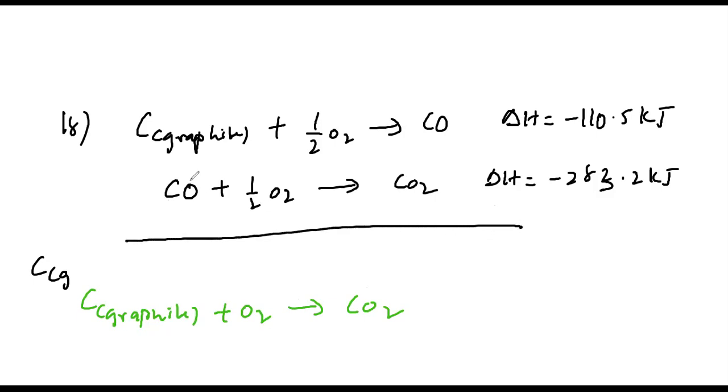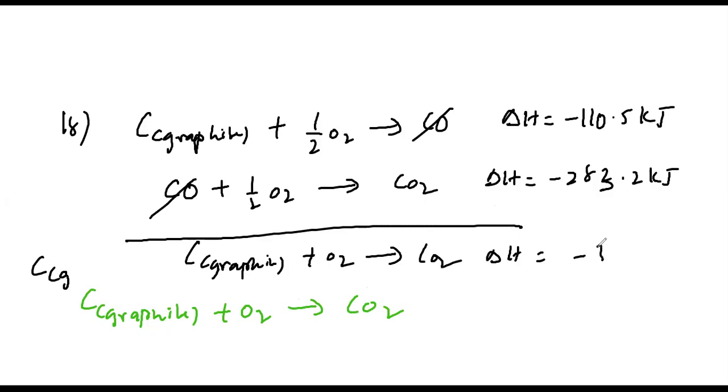When you add these two, CO from here is going to get cancelled. Carbon, graphite, plus half O2 gives rise to CO2. Delta H value will be minus 393.7 kilojoules. Is it clear, students? Question number 18.